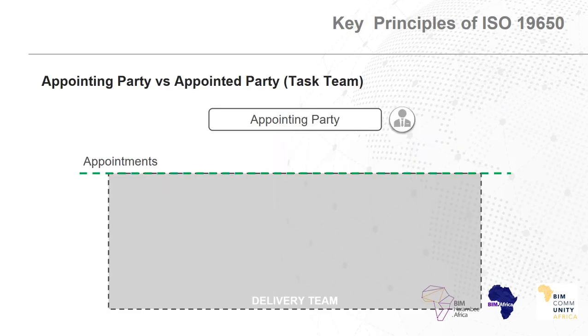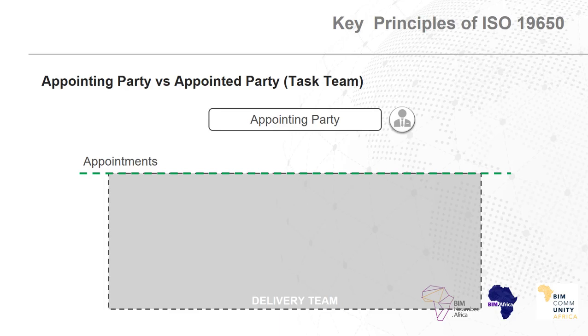Another change in terminology from PAS 1192 Part 2 is what members of the project are called. The terms appointing party, lead appointed party, and appointed parties are now used in place of PAS 1192 Part 2 terms such as client and lead supplier. Here we have a contractual tree which better explains the relationship between the different parties on a project.